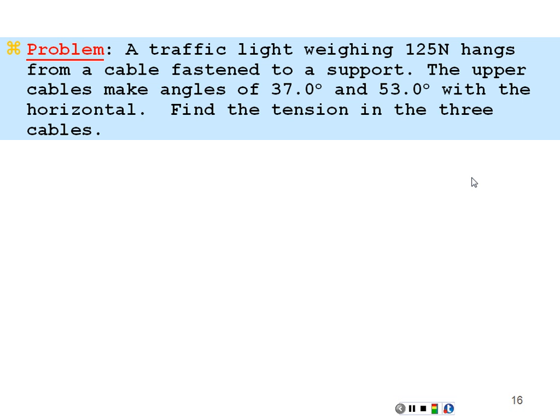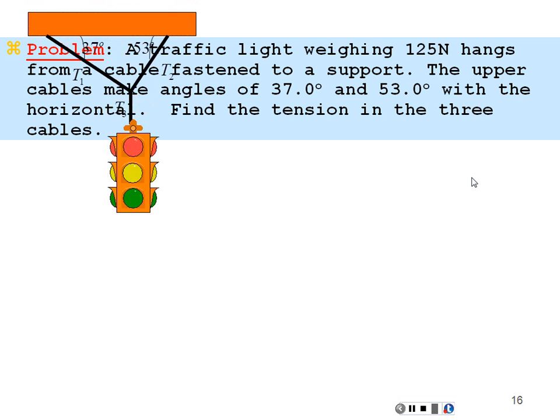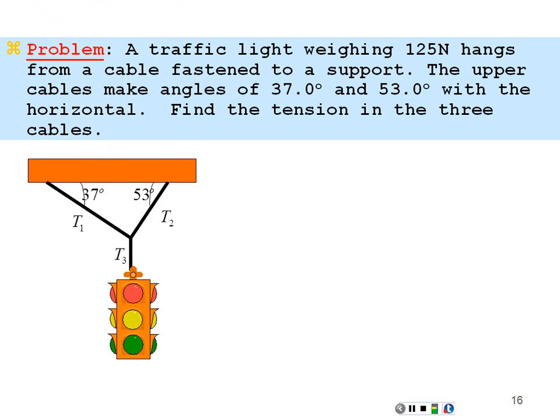Let's try this out. A traffic light weighing 125 newtons hangs from a cable fastened to a support. The upper cables make angles of 37 and 53 degrees with the horizontal. Find the tension in the three cables.